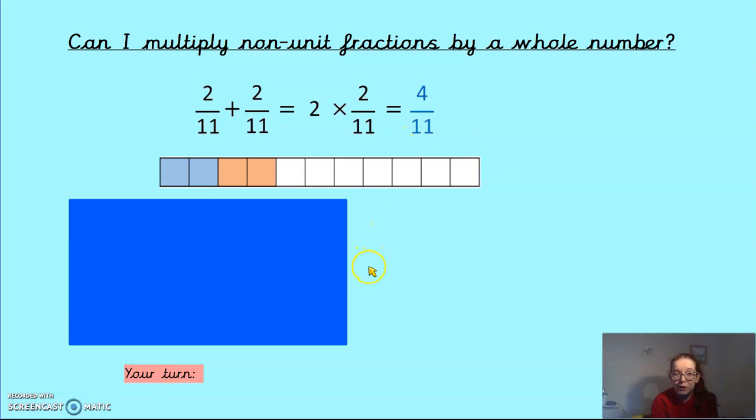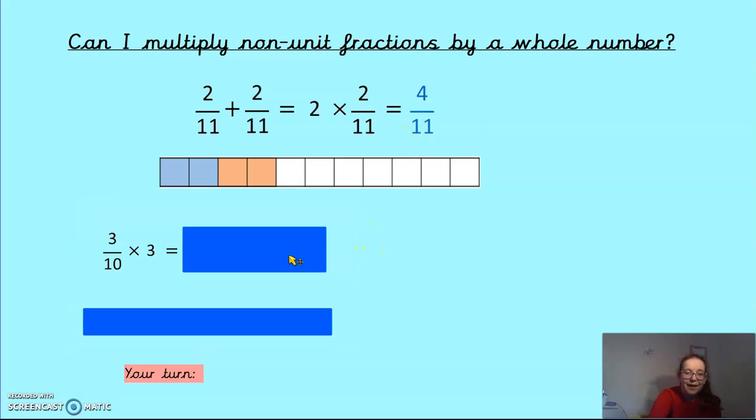Okay, what I want you to do is do exactly the same with this question. So 3/10 times 3. Think about what that question actually means. Can you work out what it means when we're adding instead of multiplying? Can you use your single bar method to help you work out that answer? Okay, pause me here and we'll go through that answer together.